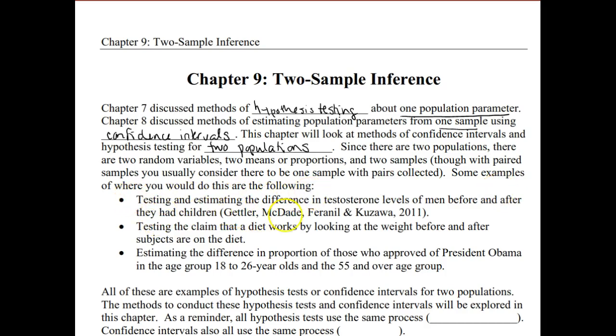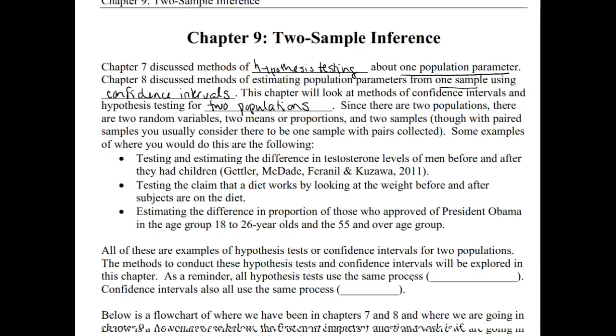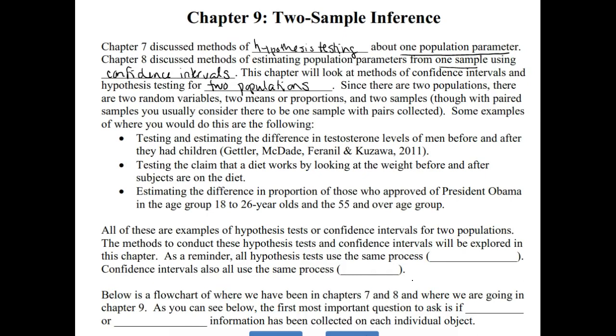Testing and estimating the difference in testosterone levels of men before and after they've had children. Testing the claim that a diet works by looking at the weight before and after subjects are on a diet, or estimating the difference in proportion of those who approved of President Obama in the age group 18 to 26-year-olds and comparing that to the 55 and over age group. So all of these are examples of hypothesis tests or confidence intervals for two populations. The methods to conduct these hypothesis tests and confidence intervals will be explored in this chapter.